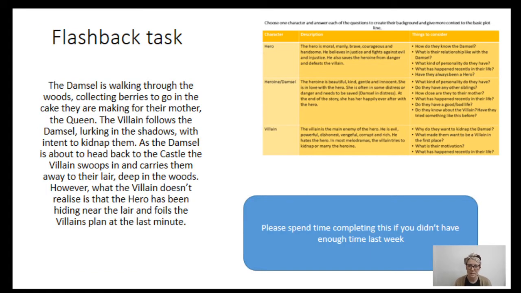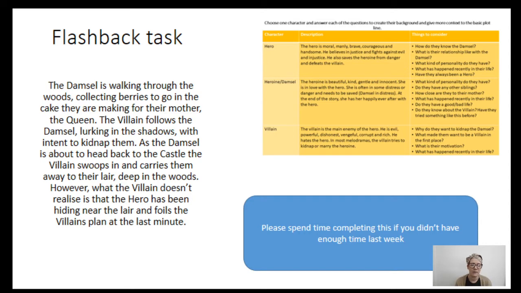Okay, before we do anything else, it's really important that you complete the flashback task from last week. So just a reminder then, the basic plot line was that the damsel is walking through the woods, collecting berries to go in the cakes they are making for their mother, the queen. The villain follows the damsel, lurking in the shadows with intent to kidnap them. As the damsel is about to head back to the castle, the villain swoops in and carries them away to their lair, deep in the woods.